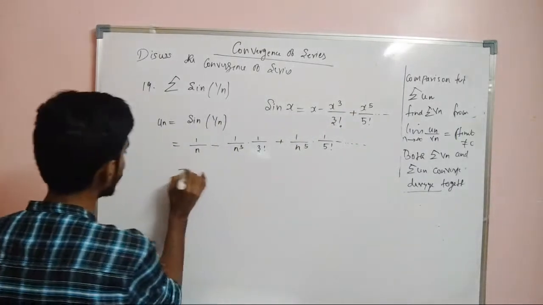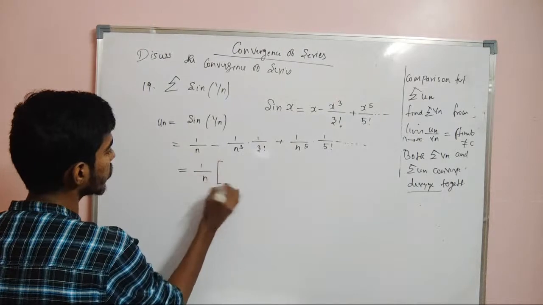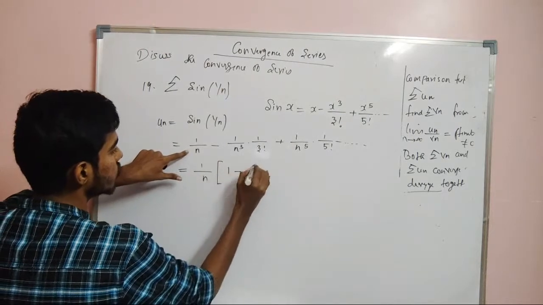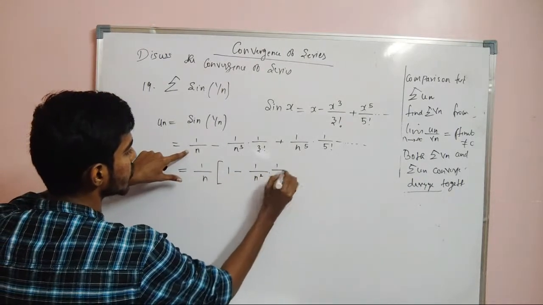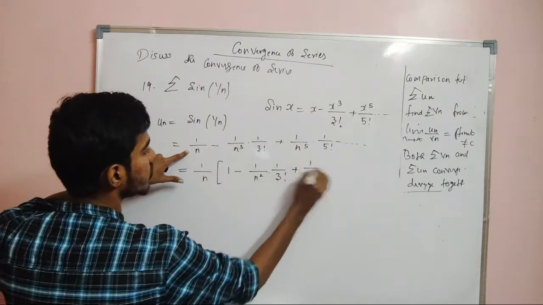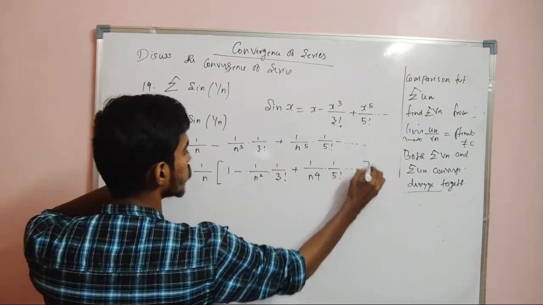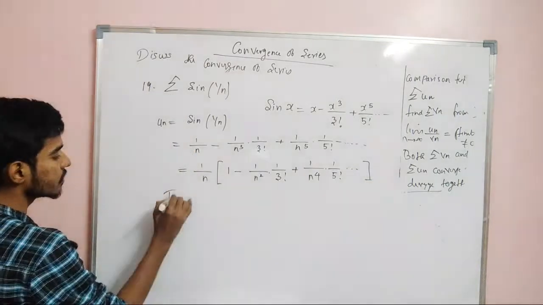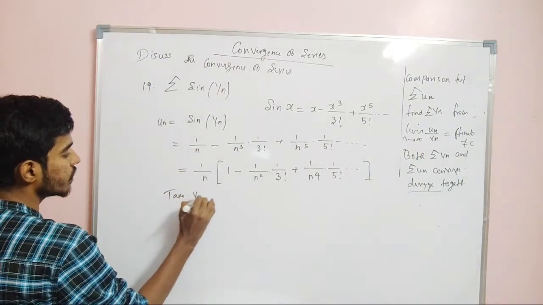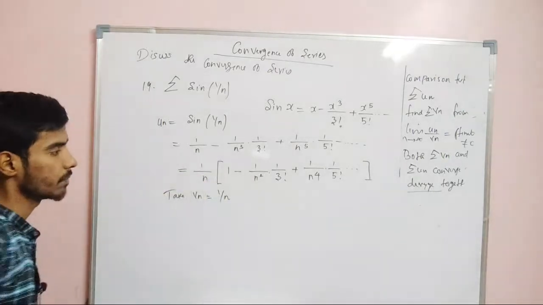Now we just take 1 by n common. Now if we take 1 by n common, this will be 1 and this will be 1 by n square into 1 by 3 factorial plus 1 by n power 4 into 1 by 5 factorial and so on. Now you take Vn to be equal to 1 by n, right?